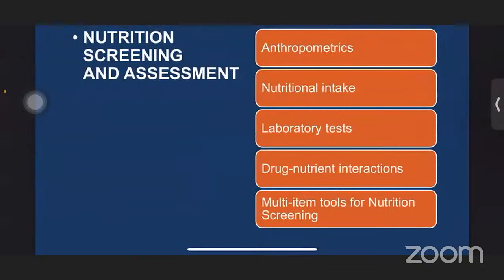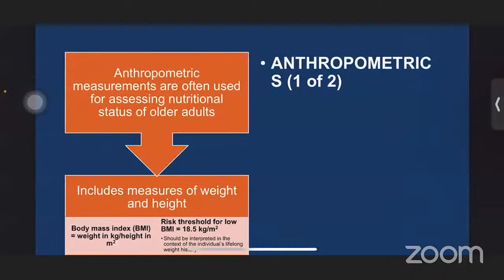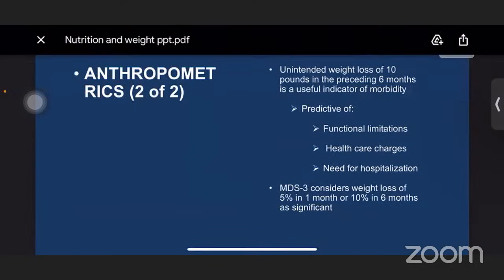Coming to nutrition screening and assessment, we have to go to anthropometrics, nutritional intake, laboratory tests, drug nutrition interactions, and multi-item tools for nutrition screening. Anthropometric measures are often used for assessing nutrition status in older adults, which includes BMI, as we told. The risk threshold for low BMI is 18.5 and should be interpreted in the context of the individual's lifelong weight history. Unintended weight loss of 10 pounds in the preceding 6 months is a usual indicator of morbidity, which is a predictor of functional limitations, healthcare charges, and need for hospitalization.